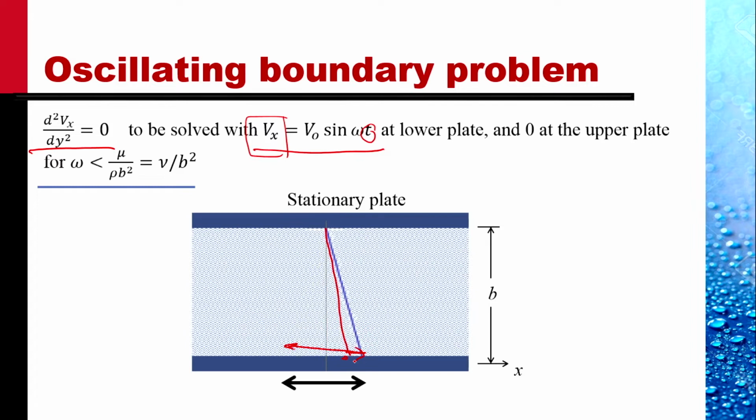At any given instant, the velocity profile is exactly what is obtained in a steady flow. But as time changes, the boundary condition at the lower plate changes with time. And so, the linear profile between the lower plate and the upper plate changes with time. This is what is termed as a quasi-steady flow.